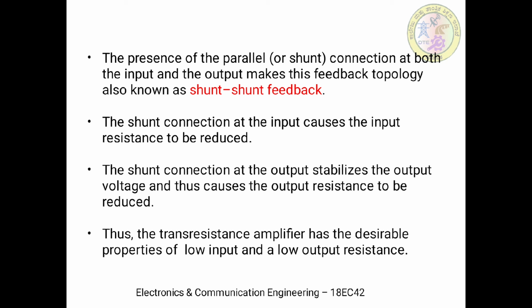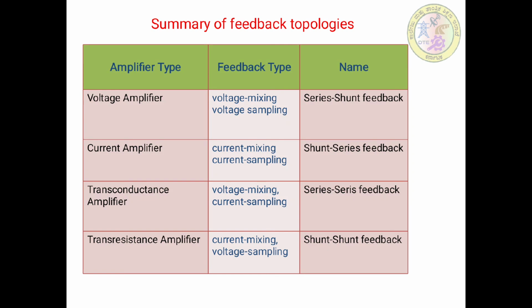Now the shunt connection at the input causes the input resistance to reduce, and at the same time the shunt connection at the output is going to stabilize the output voltage, and thereby it causes the output resistance to be reduced. So the trans resistance amplifier has the properties of low input and low output resistances. These are some of the features associated with the four basic topologies.